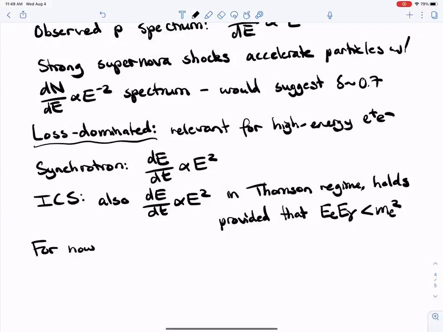But just as an example, starlight in the galaxy is about 1 eV in energy. The mass of an electron is half of 10 to the 6 eV. So in order for the electron energy times the photon energy to be smaller than m_e squared, that holds up to about a few hundred GeV electrons. So long as we're below a few hundred GeV electrons, this Thomson regime is usually a pretty good approximation.